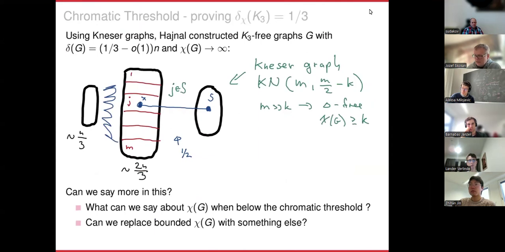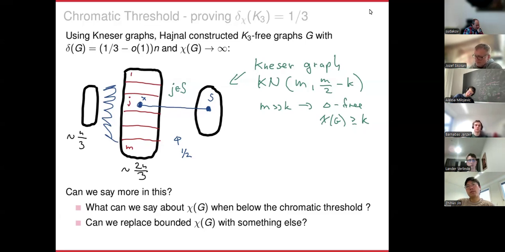All right. Now, that was an upper bound, but when we want to establish equality, we need an example of a family of graphs whose min degree is slightly below n/3 and whose chromatic number goes to infinity. Such graphs were constructed by Hajnal in the 60s using the Kneser graphs. So let me just elaborate on them a little bit because it's very instructive and they are also important.